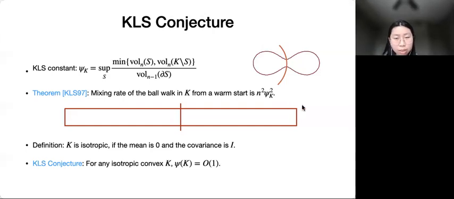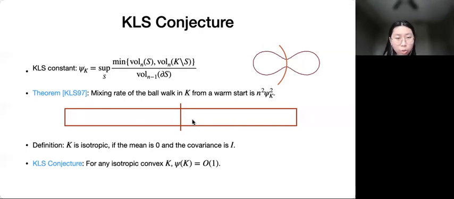Note that this KLS constant is not an affine invariant. For example, this is a convex body K, and if we stretch it in some direction, the volume of this cut stays the same, but the volumes of this part and this part increase with the length. So psi K can be arbitrarily small in this case.